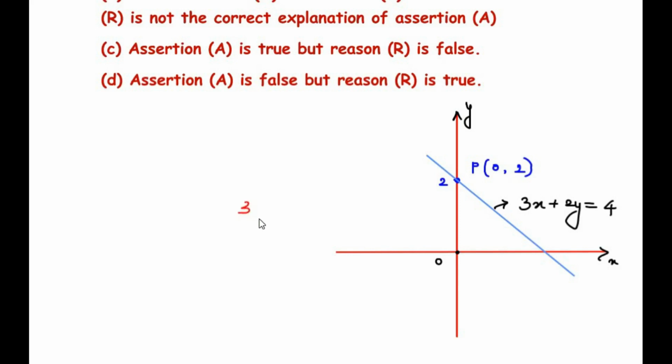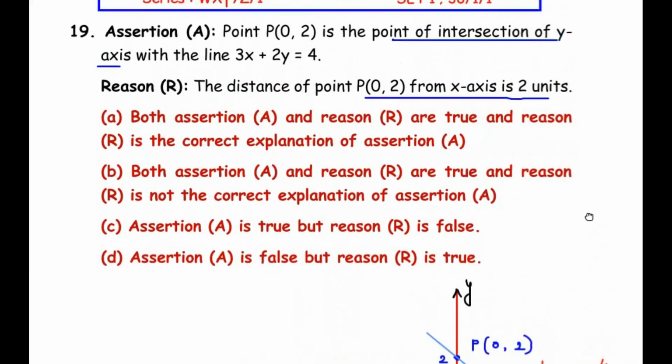So 3 times 0 plus 2 times 2. So let us check its value. 3 times 0 is 0, plus 2 times 2 is 4. So the LHS is 4 and the RHS is also equal to 4, which means the condition is satisfied. This given line definitely passes through the point P(0, 2). So our assertion given over here is correct.